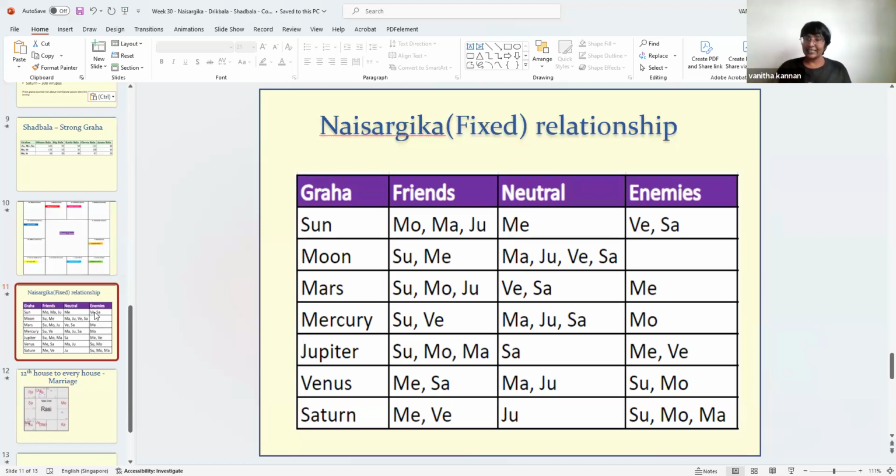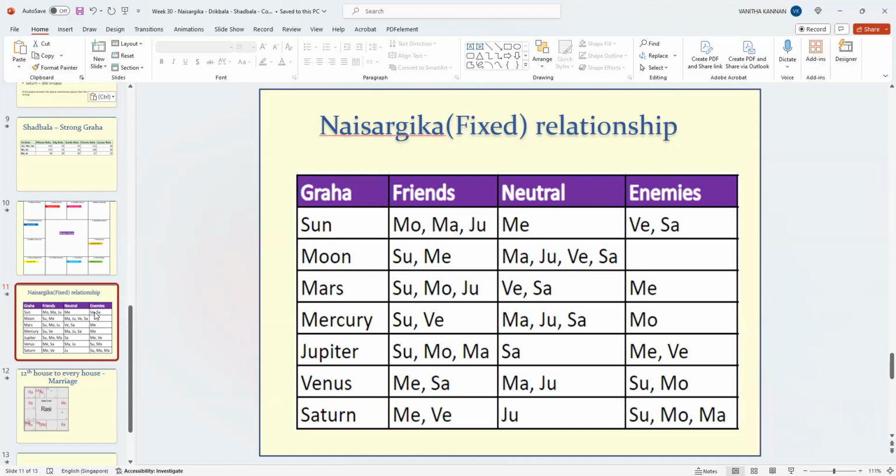For Saturn, Mercury and Venus are always friends. Okay, neutral relationship with Jupiter. Every other becomes the enemy. King, queen, general commander, these three become the enemy to Saturn. Is this chart clear or easy to remember?